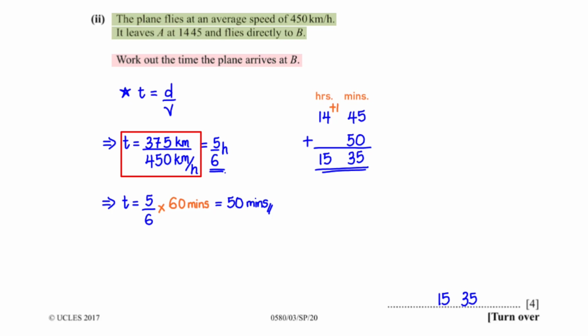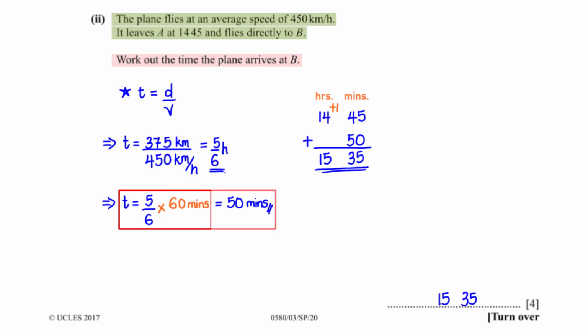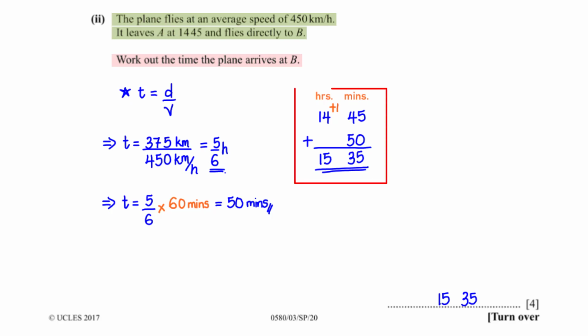When we type this into the calculator, we get 5/6 hours. To convert this to minutes, we multiply by 60, which gives us 50 minutes. Now that we know the time duration for the flight, we add that to the departure time of the plane to find the time it arrived at its destination.